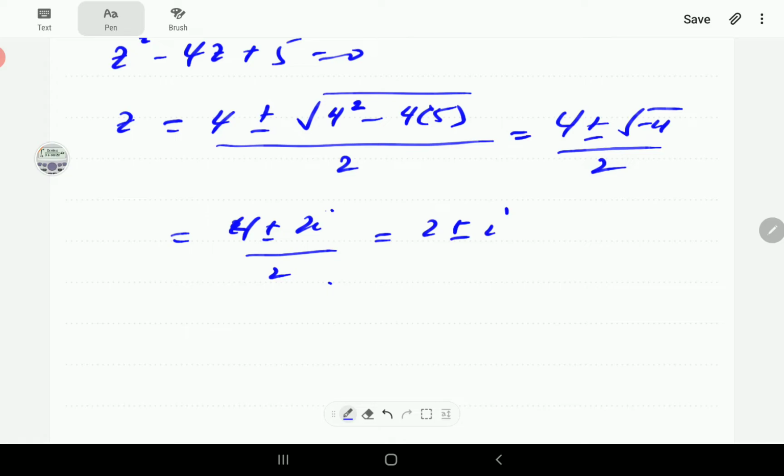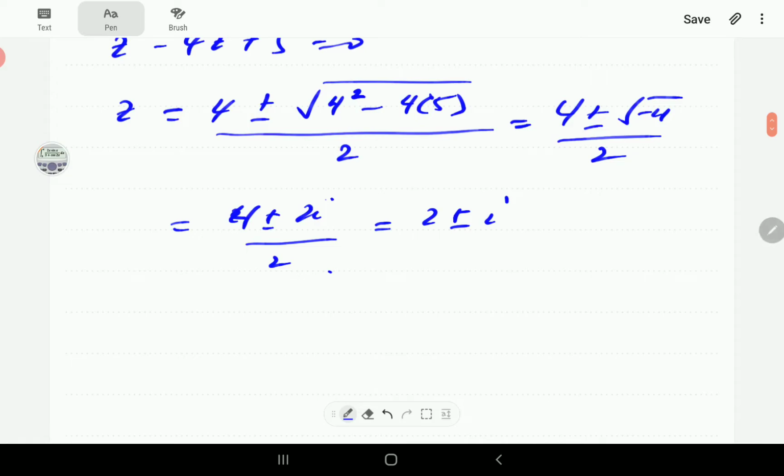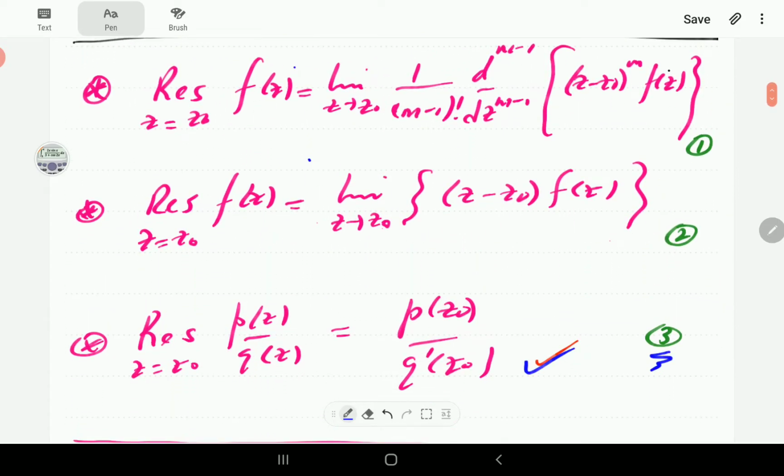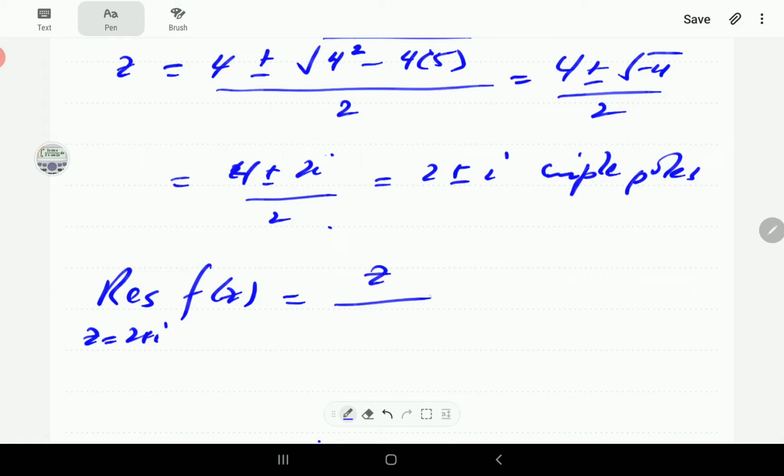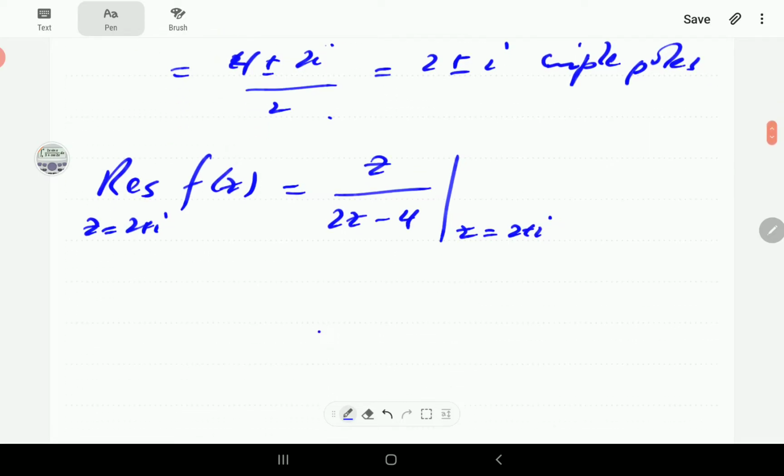These are going to be simple poles. So for simple poles, we can actually use this formula number 3 here. We're just going to differentiate the denominator and then plug in the singular point. So if you start with 2 plus i, the derivative of the denominator is going to be 2z minus 4.